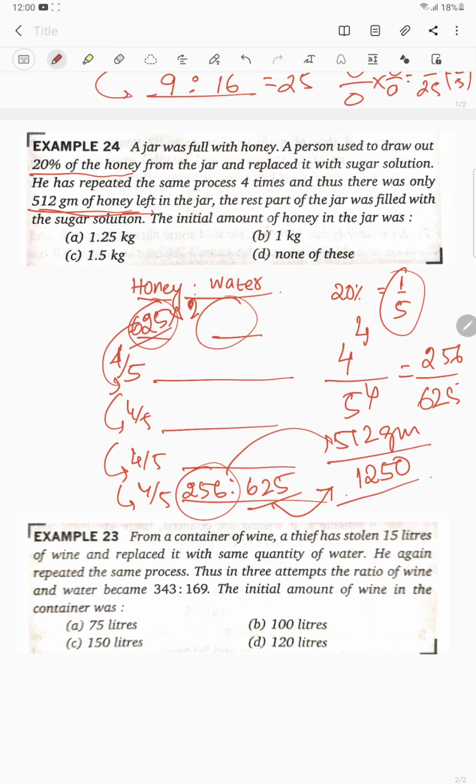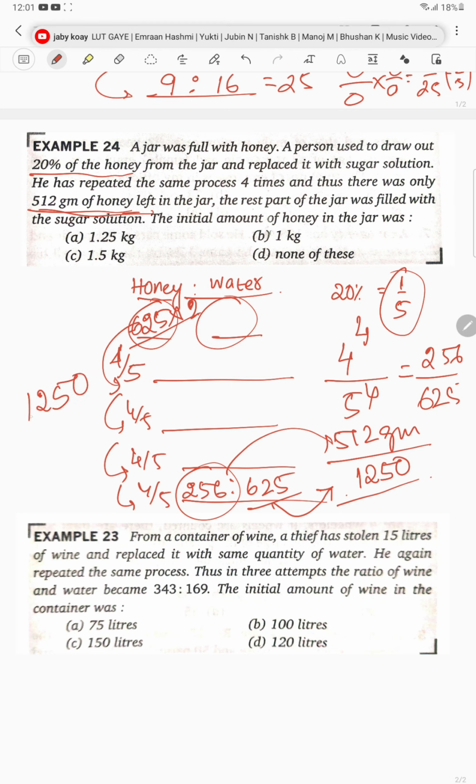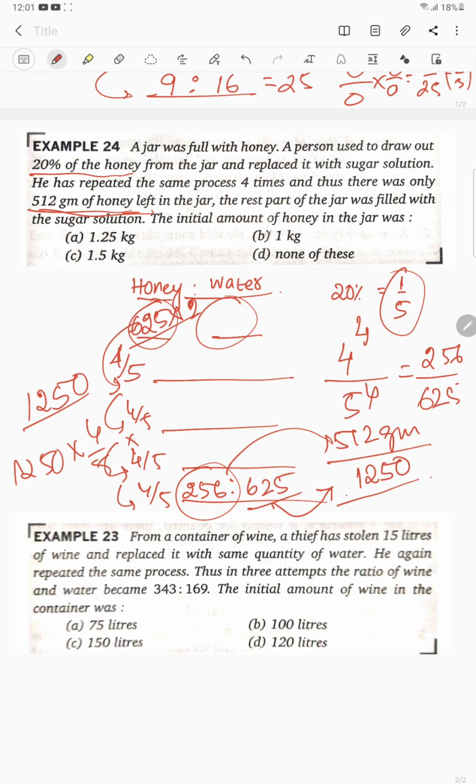So the total amount is 1250, because this 1250 is being multiplied by 4 by 5, 4 by 5, 4 by 5, 4 by 5, and the amount left is 512. So the initial amount of honey is always this 1250, right?